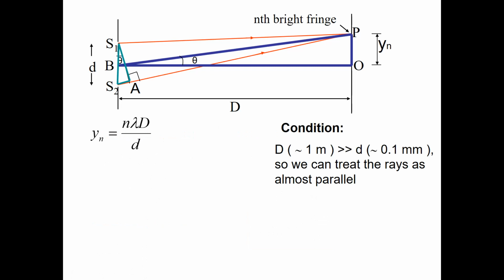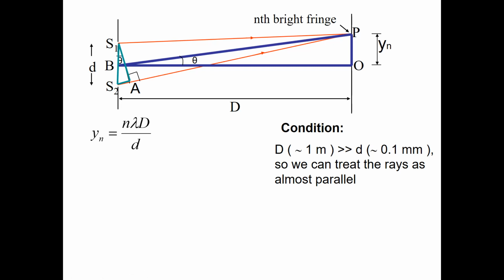Okay, the condition for this equation to hold is that the two angles must be approximately the same, and these two angles have to be small. So in order for this to be true, the big D, the distance from the two slits to the screen, has to be big compared to the distance between the two sources. Your big D is usually in the range of about a few meters, 1 meter, 2 meters. Then your small d is a fraction of an mm.